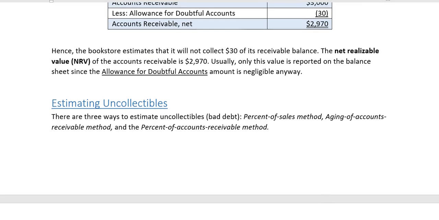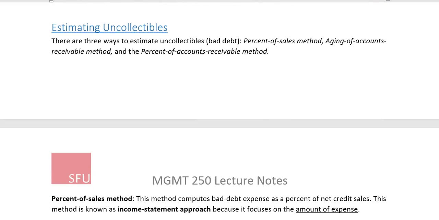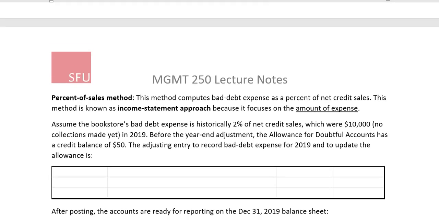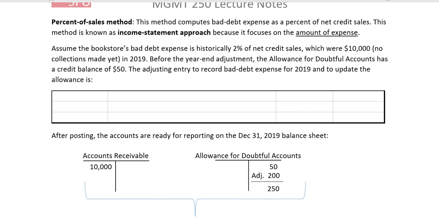There are three ways to estimate uncollectibles or bad debt: percent of sales method, aging of AR method, and the percent of AR method. Starting with percent of sales. This method computes bad debt expense as a percent of net credit sales. This method is known as an income statement approach because it focuses on the amount of expense.